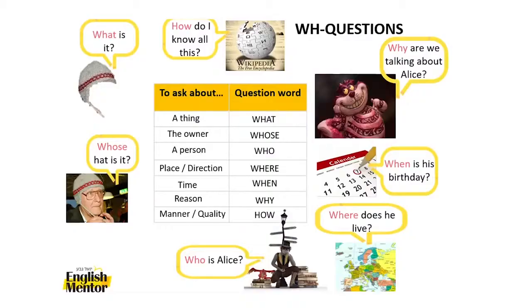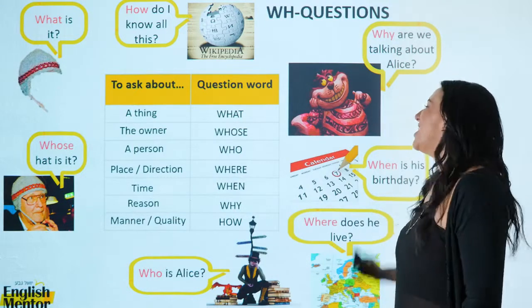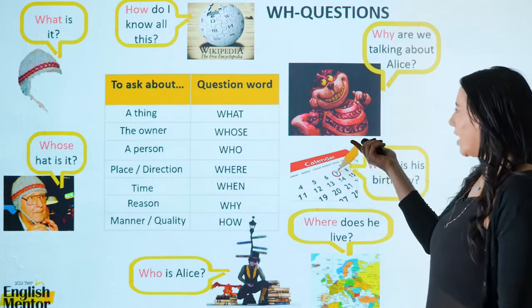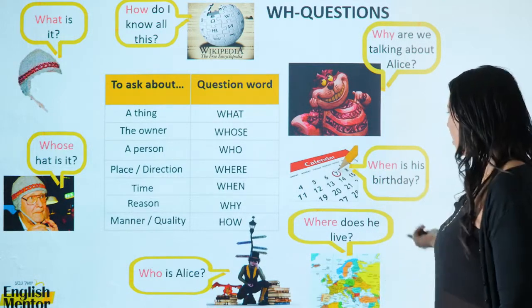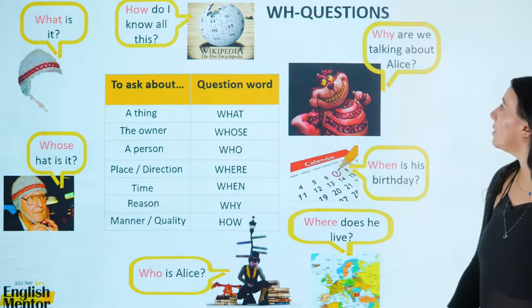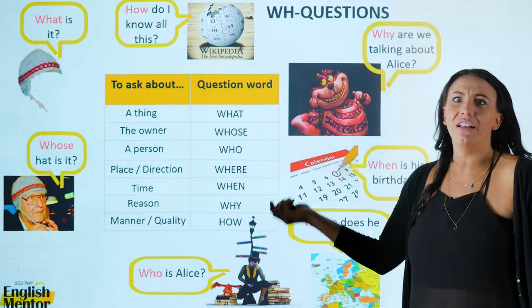What refers to a thing. What is that? What is it? Okay? Whose is the owner. Whose hat is it? Who, a person. For example, who is Alice? Where, a place or a direction. Where does he live? When refers to a time. When is his birthday? Why refers to the reason. Why are we talking about Alice? And how, which refers to the way, manner, quality in which we do something. How do I know all of this?